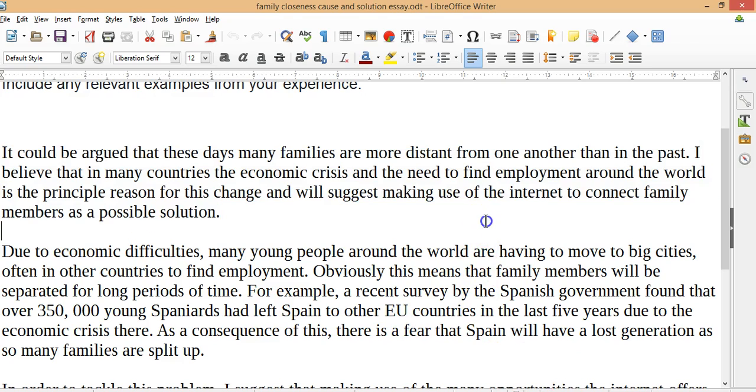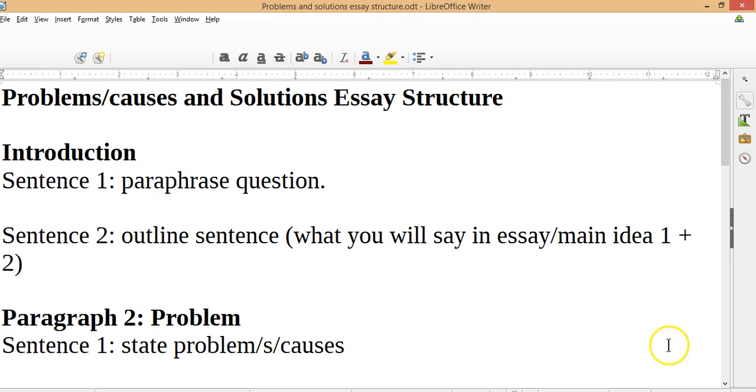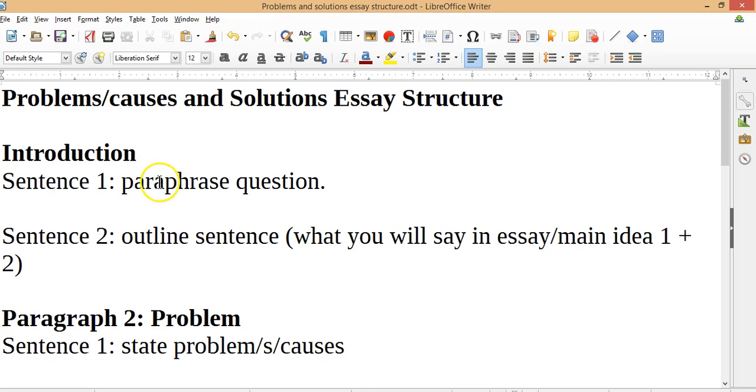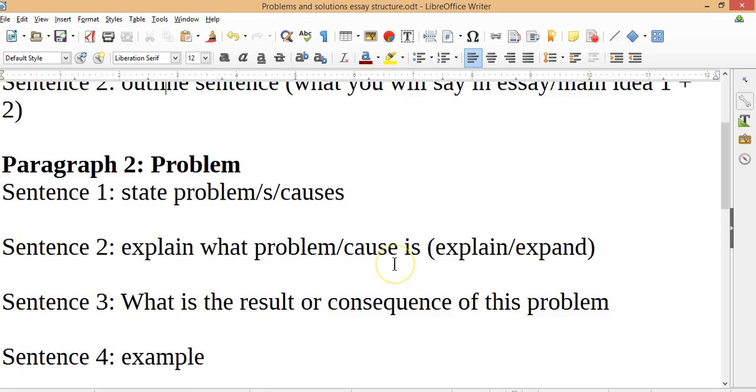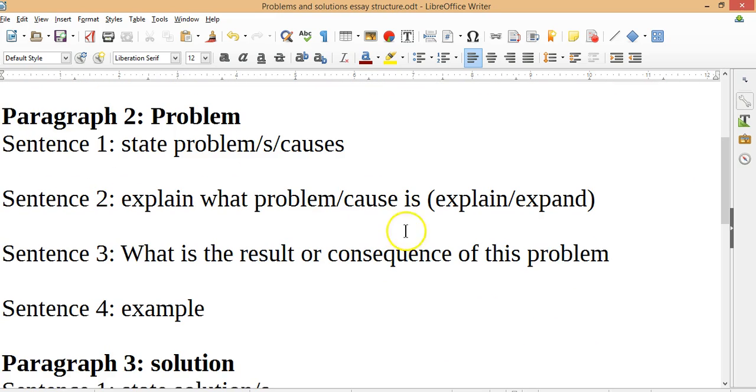You get straight to the point. Restate the question. It is argued that families blah blah blah, and then say, okay, this is the reason and this is the solution. Okay, now structure. So you paraphrase and you give an outline sentence. Then, in paragraph 2, state what the cause is. In this case, explain it, what's the result or consequence, and give an example.